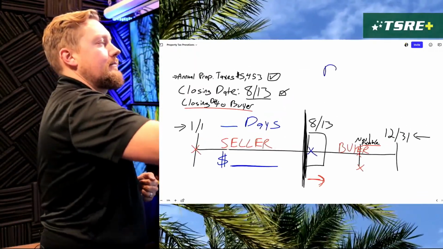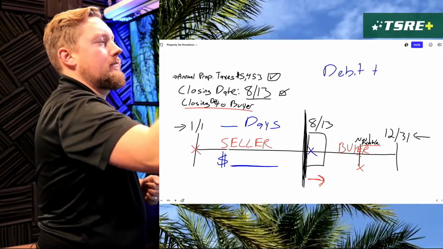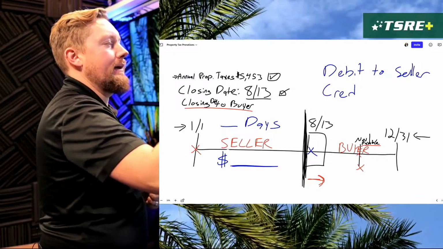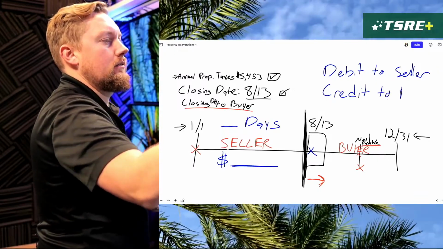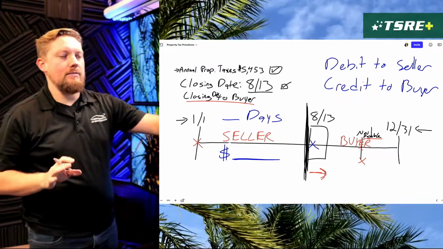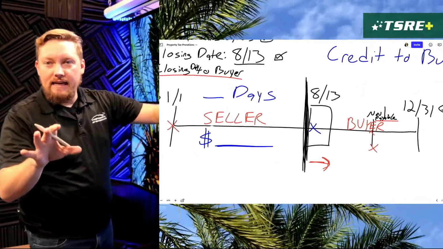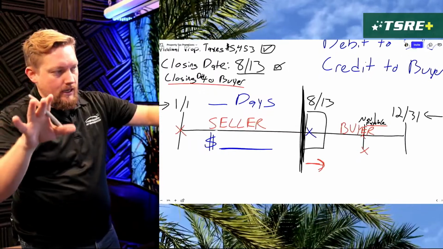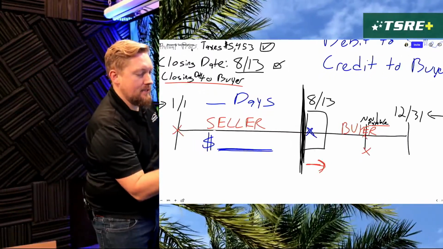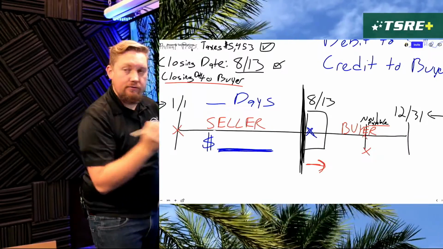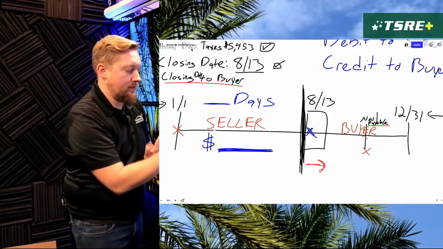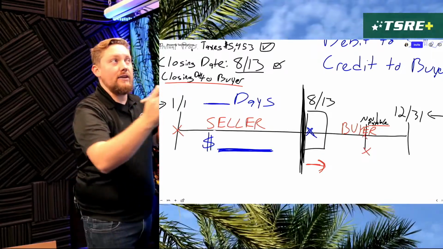We'll put it up here. And credit to the buyer. Debit to the seller, credit to the buyer. And why that is, and why this is so important, is because on the day of closing, there's going to be a debit, a payment from the seller based on the seller's days that they own the property for the seller's fair share of the annual property tax bill.